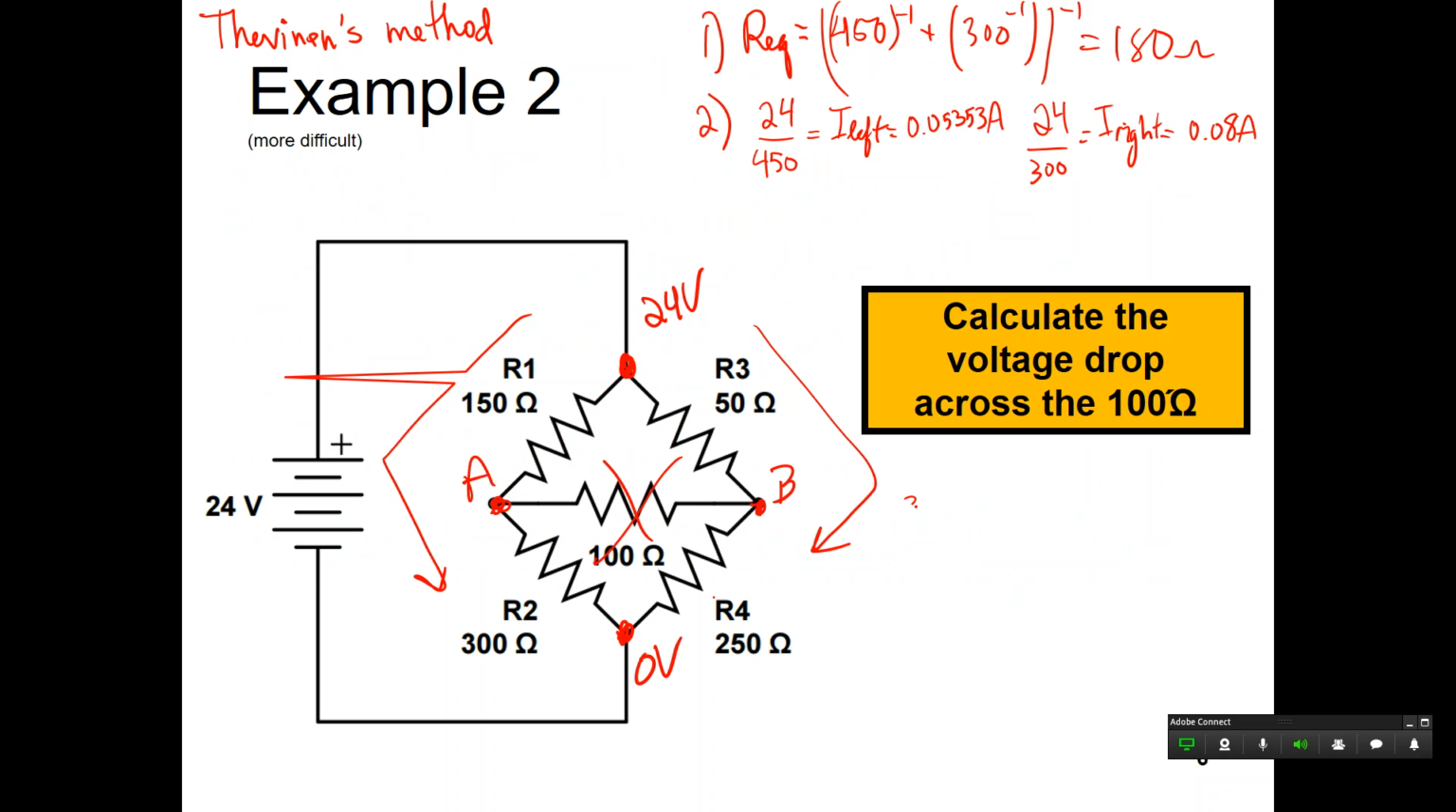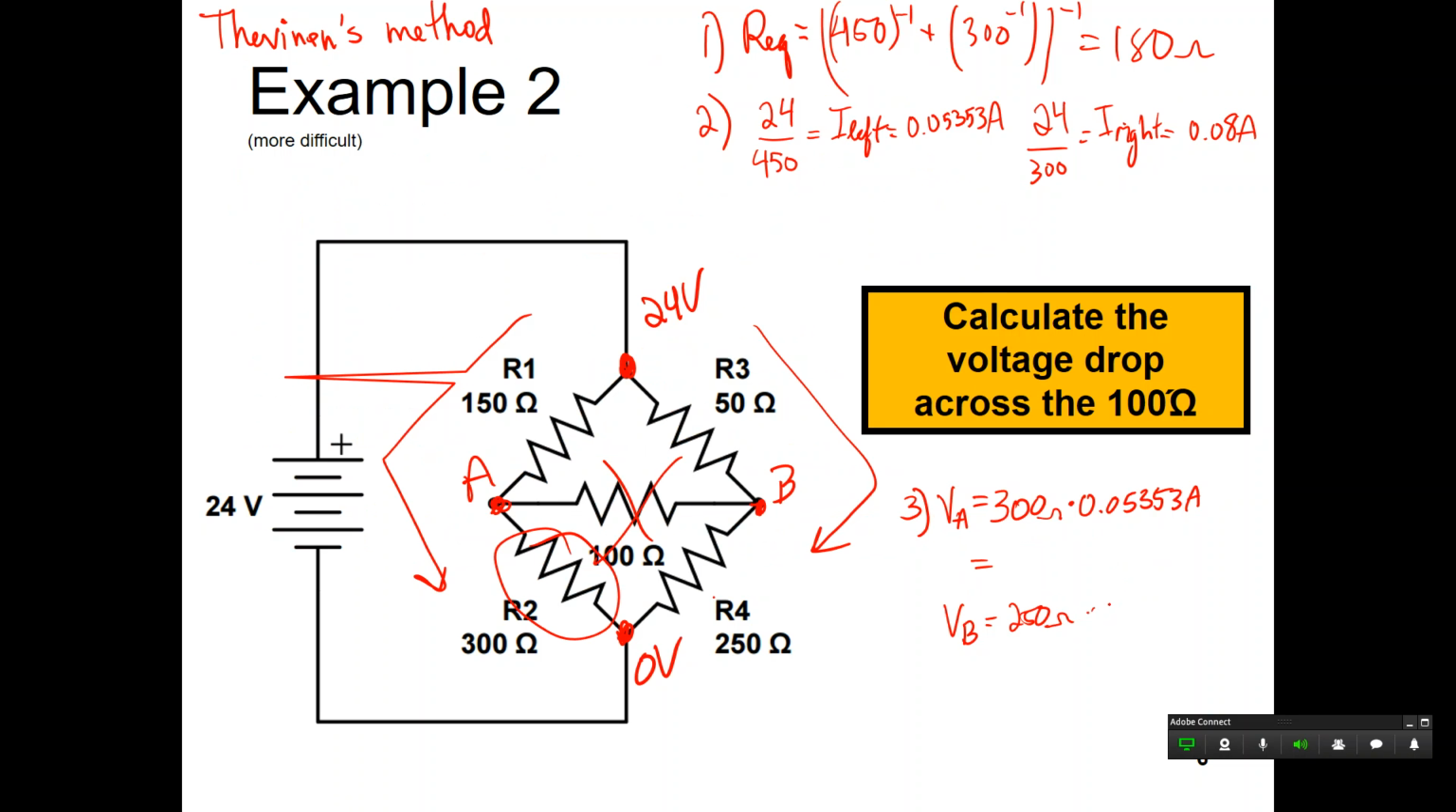So I know that VA is going to be equal to whatever this resistance is, R2. So 300 ohms multiplied by the current going through it, which is 0.05353 amps. I'm going to need a number for that. 8. VB is 8, you said? So 250 ohms multiplied by 0.08 amps.